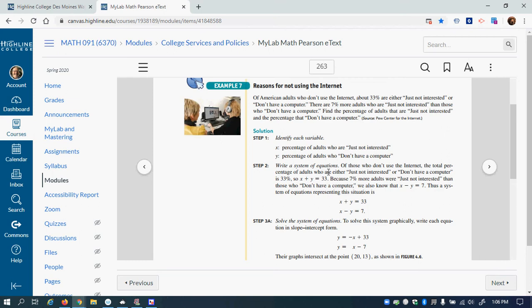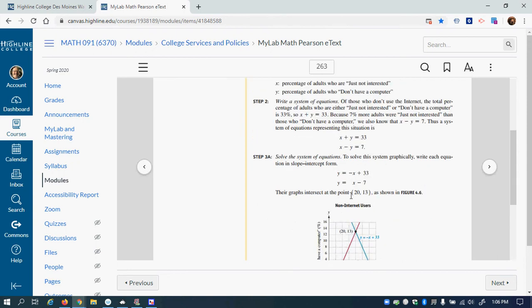And then they wrote the equation. So X plus Y equal to 33. That's combining both of the groups. That's what makes the 33% as you see in the beginning. And then the X minus Y equal to 7, well that's basically the 7% more. So basically 7% more of the people who just don't care than the ones who don't have a computer.